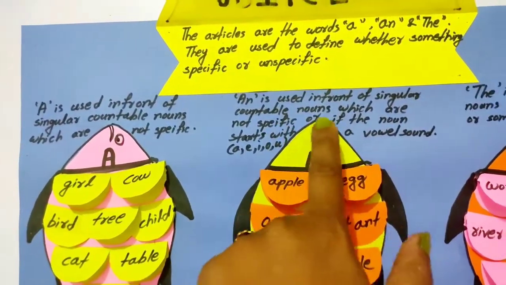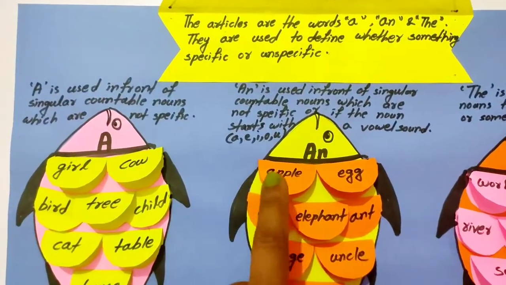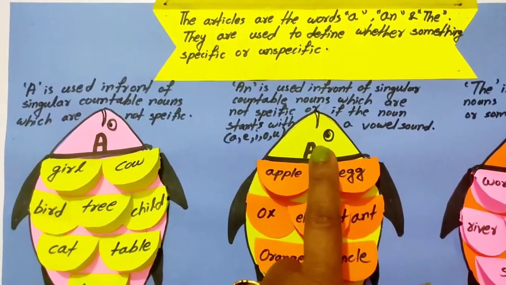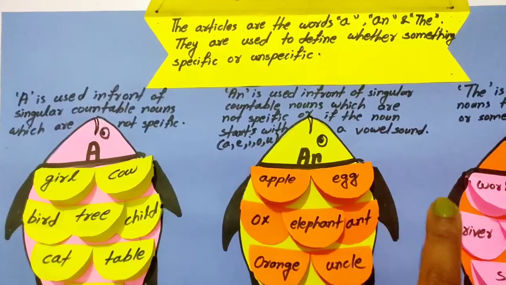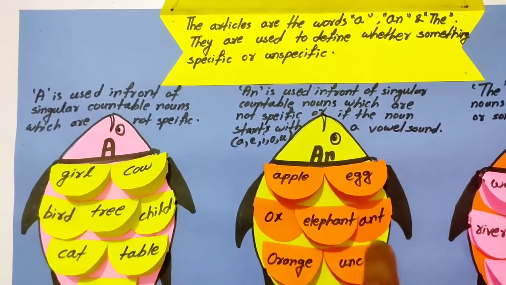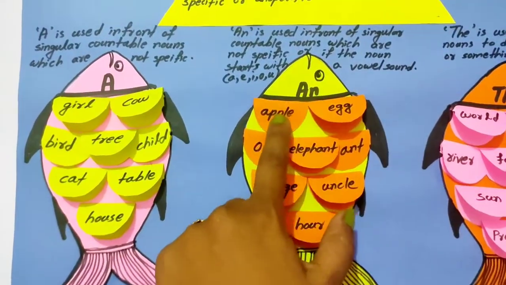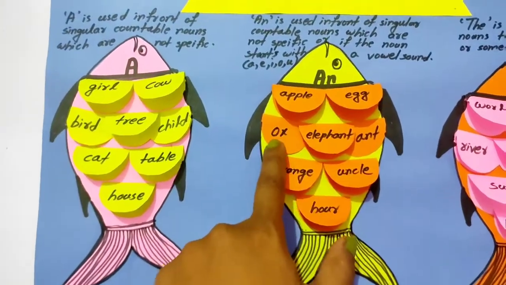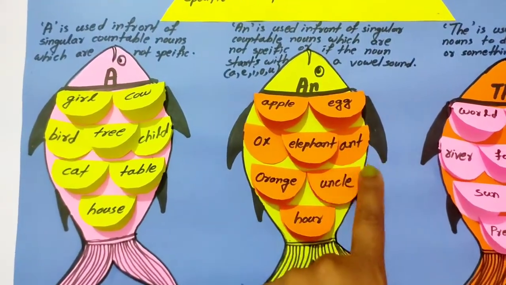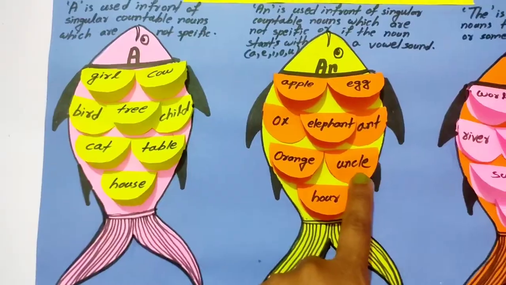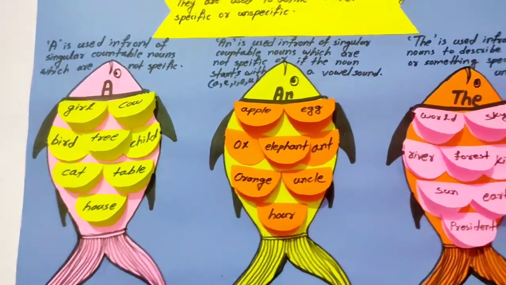Then an is used in front of singular countable nouns which are not specific, or if the noun starts with a vowel sound: a, e, i, o, u. For example, an apple, an egg, an ox, an elephant, an ant, an orange, an uncle, an hour, etc.